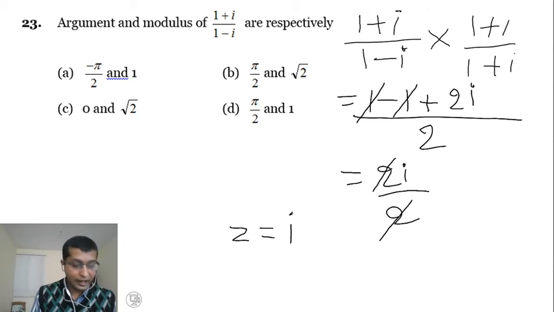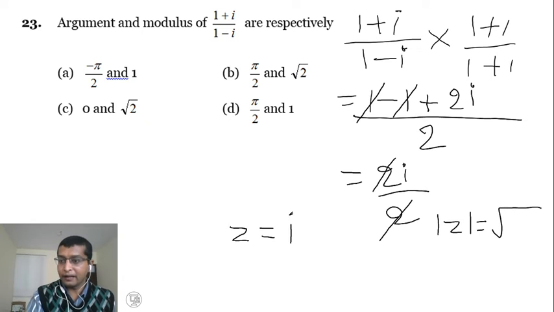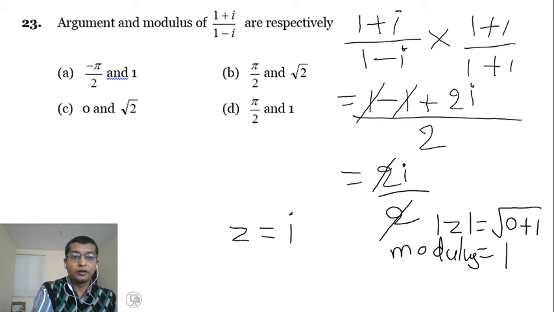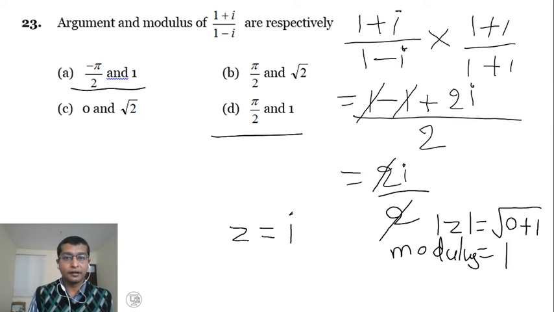The value of z is equal to i. Then modulus means what? Mod z equals the square root of real part square 0 and imaginary part square. That imaginary part is i, its coefficient is 1, that is 1. It is root of 1, and the answer is 1. Okay, therefore modulus equals 1. See, we have two possibilities, either A may be the answer or D may be the right answer.